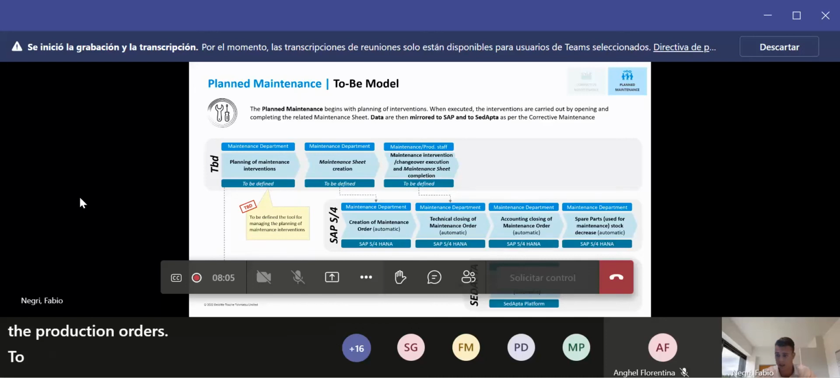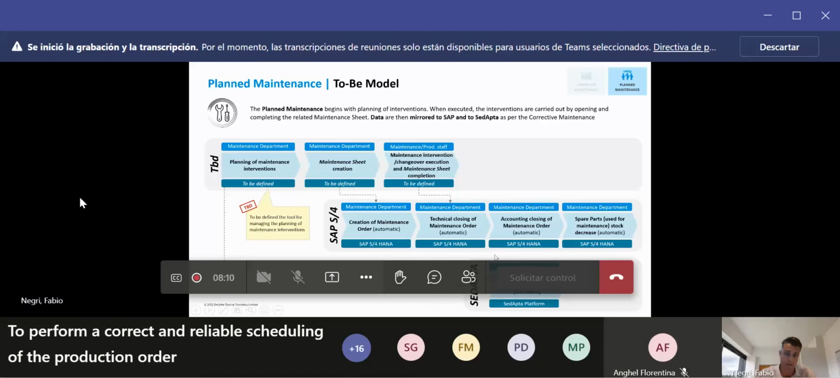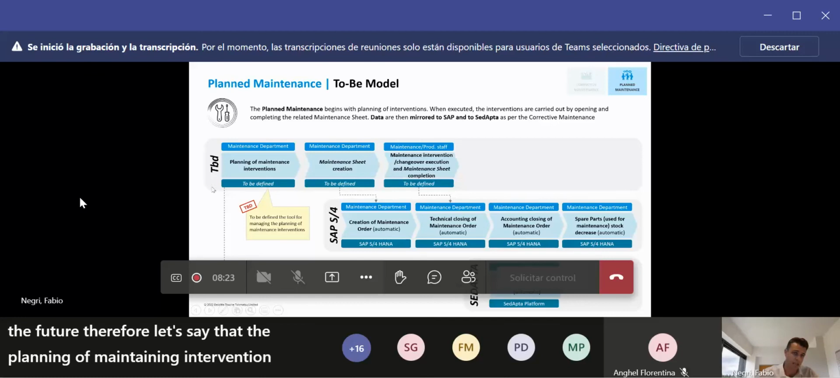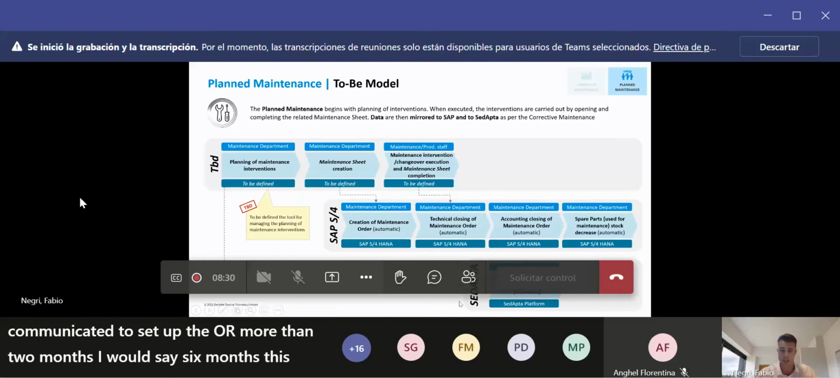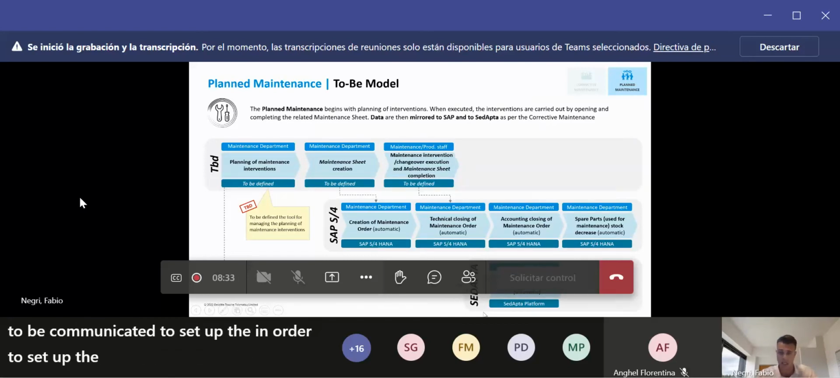To perform a correct and reliable scheduling of the production orders, SEDAPTA has to know the planned downtime of the machines in the future. Let's say that the planning of maintenance interventions has a horizon of 2 months, or more than 2 months, I would say 6 months. This has to be communicated to SEDAPTA so that the platform, in its scheduling activities, can take into account the future downtime moments of the machines.